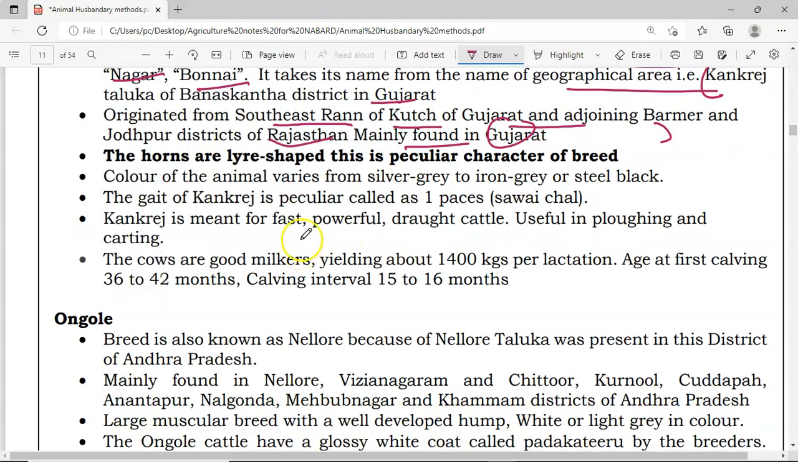Their horns are lyre shaped, and this is a peculiar character of the breed. The color of the animals varies from silver grey to iron grey or steel black. The gait of Kankrej is peculiar, called one pace. Kankrej is meant for fast, powerful draught cattle and is useful in ploughing and carting also.